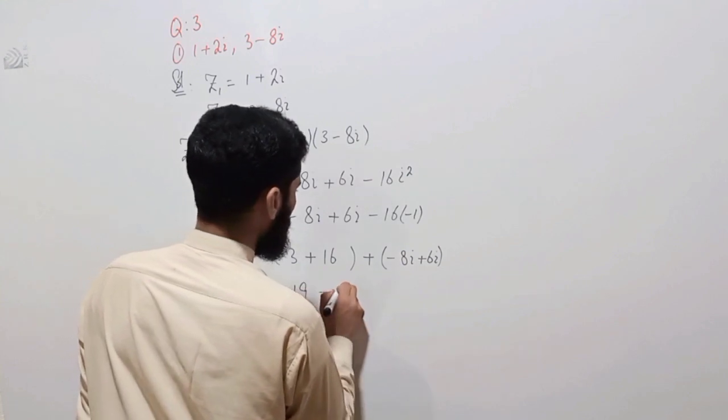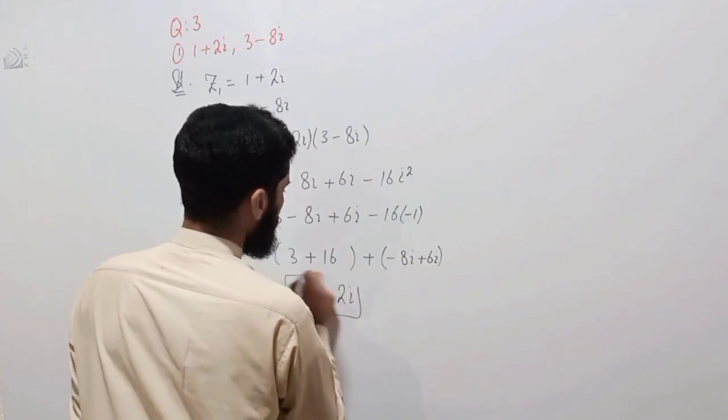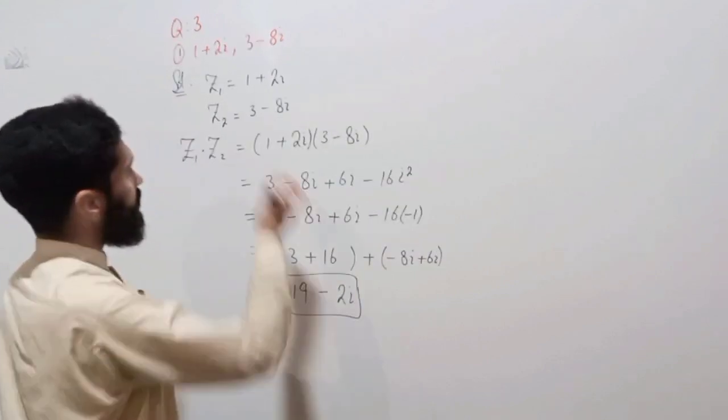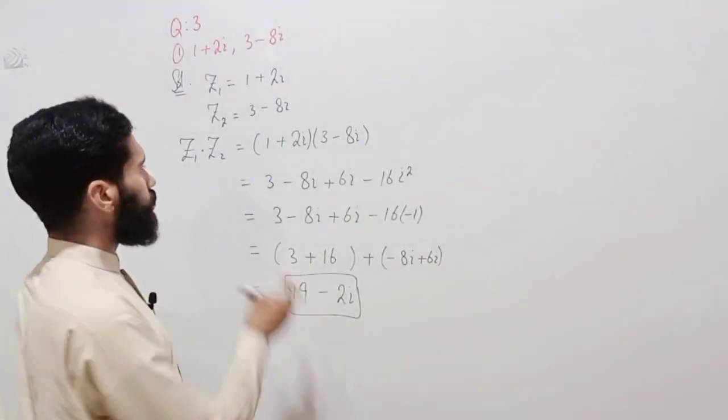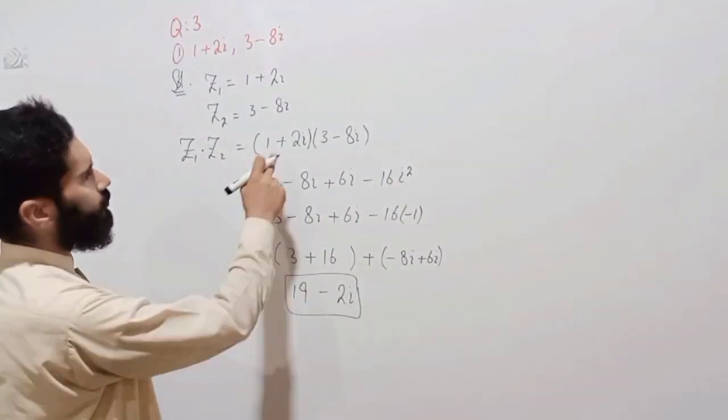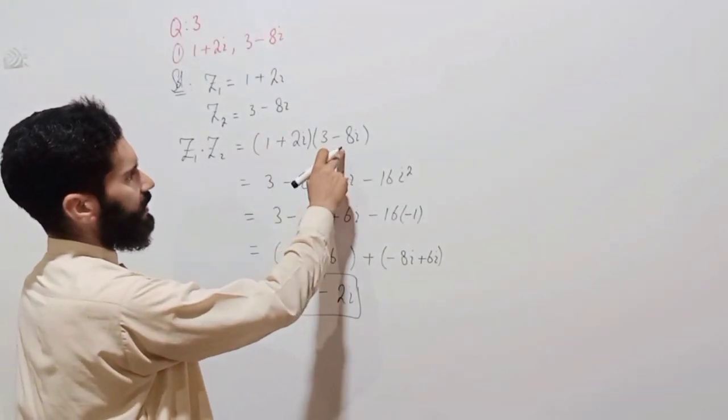So 19 minus 2 iota. This is the required result. The first complex number is named Z1, the second Z2, and we found the multiplication of Z1 times Z2.